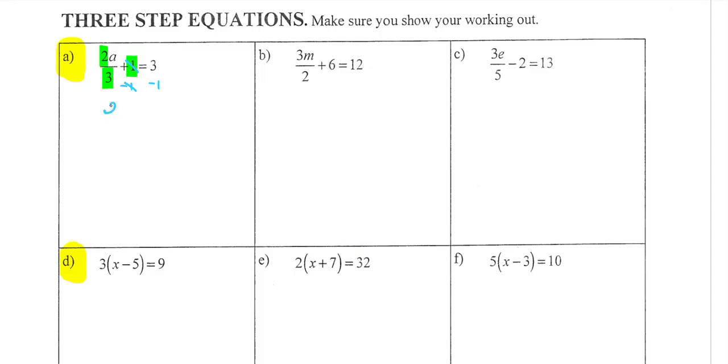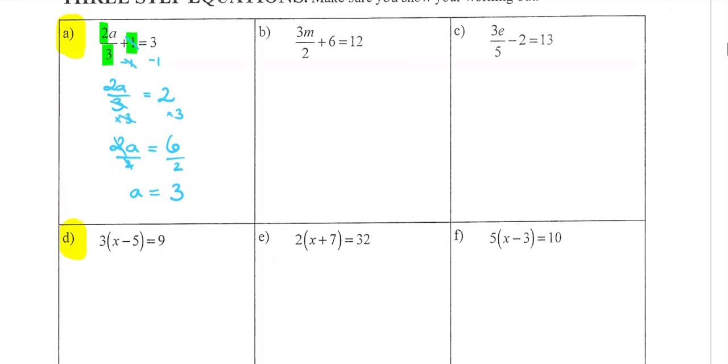That will leave the 2a over 3 is still there. And 3 minus 1 is equal to 2. Which thing is second? Yeah, what's the opposite? Times by 3. So it will be 2a equals 2 times 3 is 6. Last step is get rid of the 2 by divide by 2. Get rid of the 2 and a equals 3. Well done. Okay, let's do one with brackets.